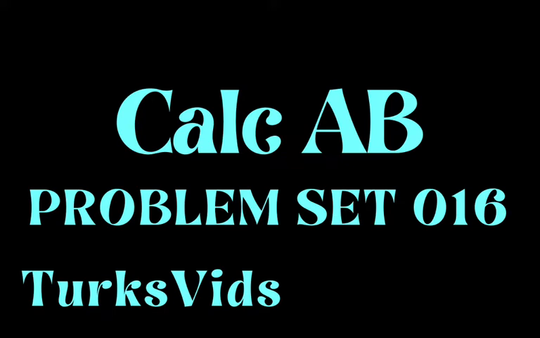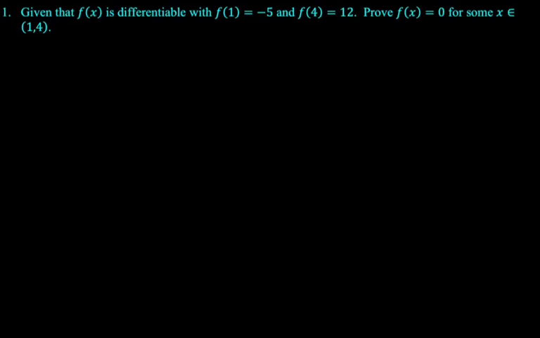All right, let's do a problem. Given that f of x is differentiable with f of 1 equals -5 and f of 4 equals 12, we want to prove that f of x equals 0 for some x element of [1, 4]. Okay, so we need continuity, and since we were told differentiability, we have that. So f of x is differentiable, therefore continuous. You need to write that down, otherwise people don't know that you know that connection.